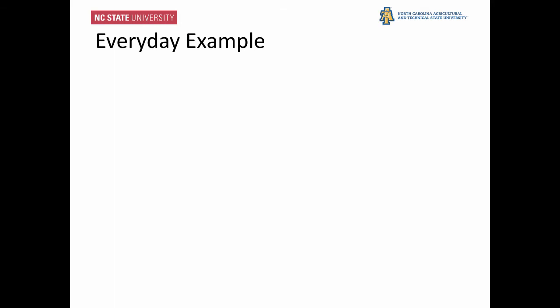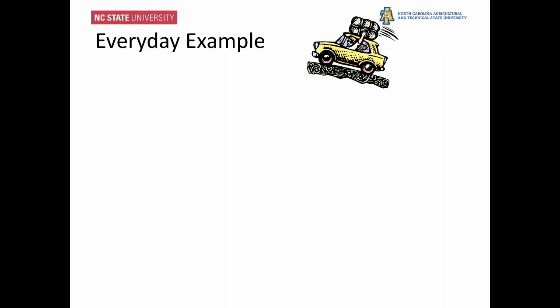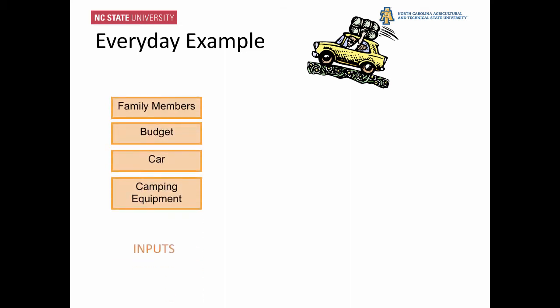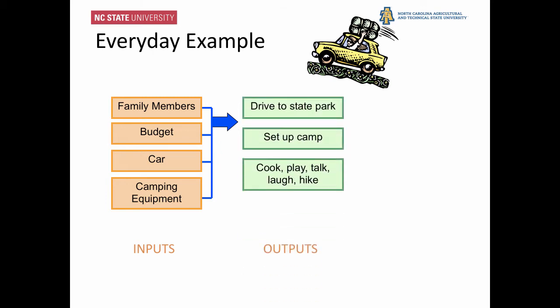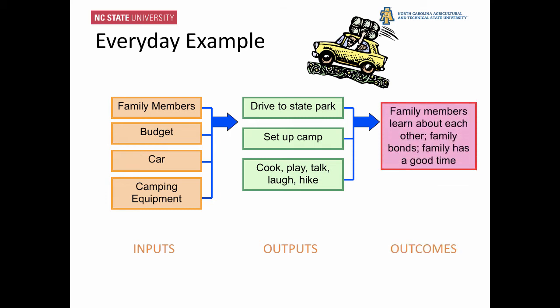In this next example, it's summertime, and we want to take a family vacation. From past experience, we know that camping is something we all enjoy doing together. So in order to take a camping trip, we need resources, including mom, dad, my sister, brother, plus our vacation budget, our car, and camping equipment. These resources make it possible for us to drive to a state park, set up camp, and engage in a variety of camping activities. As a result of camping together, we benefit in a number of ways. We will learn more about each other, we increase our bond as a family unit, and we'll have fun.